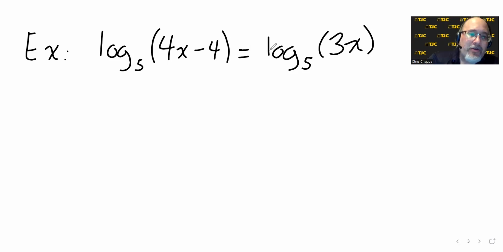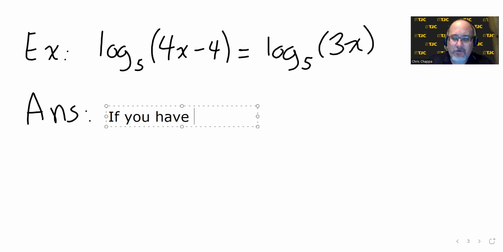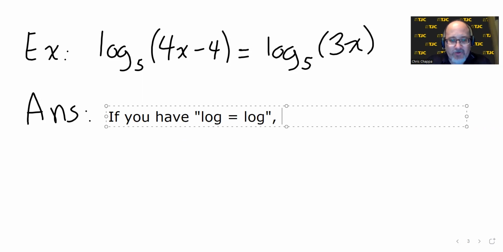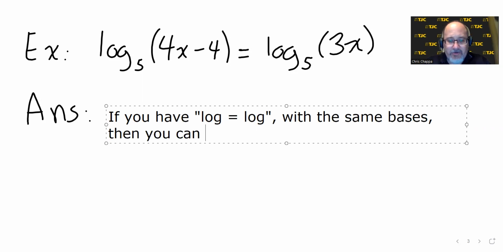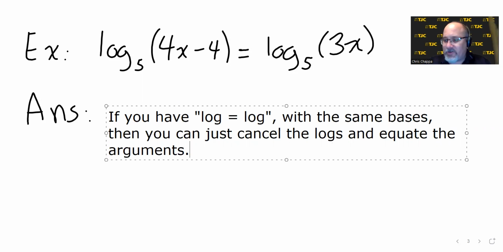Now, what does that mean here? Well, it's real simple. If you have log equals log, and what I specifically mean is one log on the left and one log on the right, and it should be said with the same bases, then you can just cancel the logs and equate the arguments. In other words, set the arguments equal to each other.